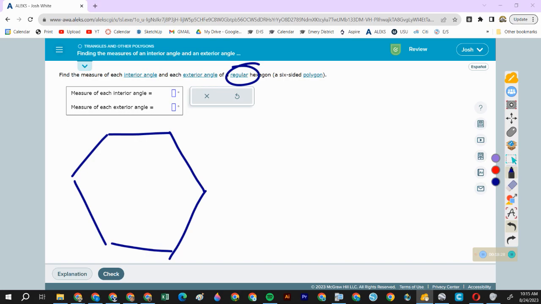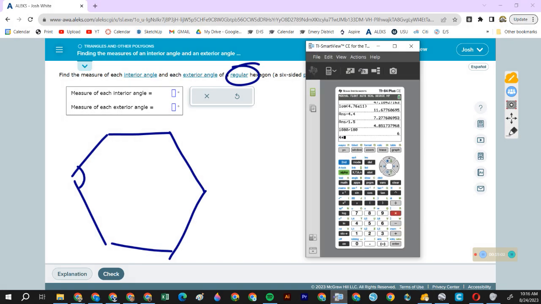Okay? How big is that angle? How would you figure that out? Well, what would the angle sum of all of the angles be? So how many triangles does a hexagon have inside of it? 4. So 4 triangles times 180 is 720. That tells me all of the angles added together.